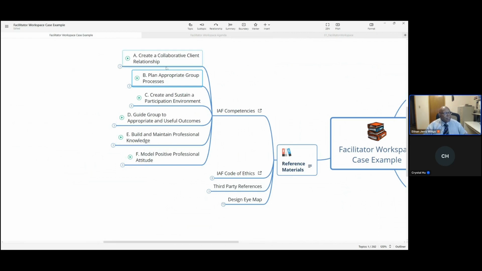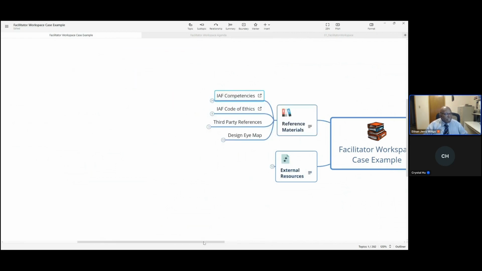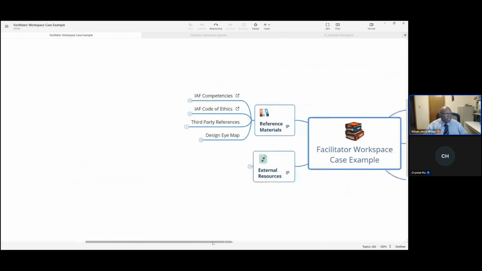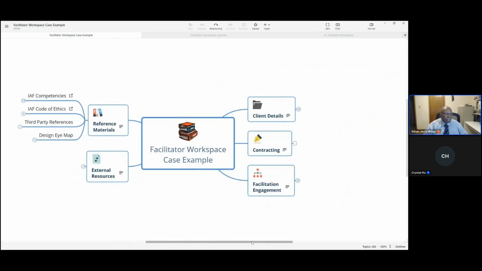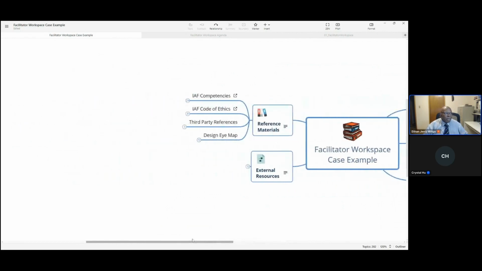And I find it's helpful to have this just as a good reminder that when I'm designing, when I'm listening, designing, and facilitating, I follow those competencies. So it gives me a big roadmap to work with. The other area is ethics.